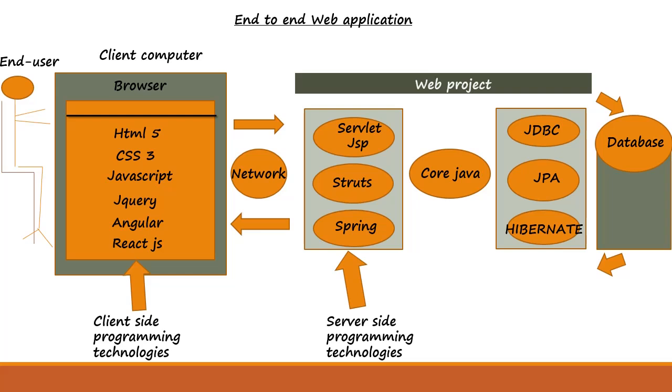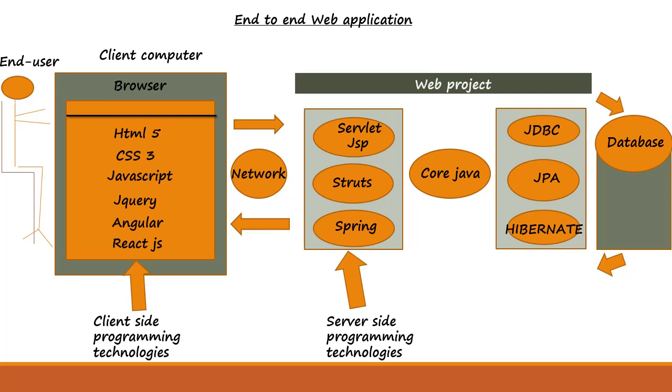For example, we will take an end user, a person. A person is giving his username and password from the browser to our project. Whenever he types the username and password and clicks on submit, those requests will be forwarded to our web project.